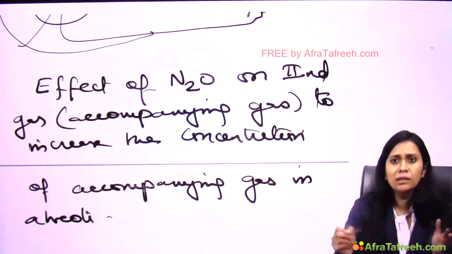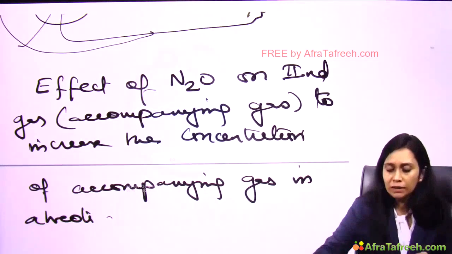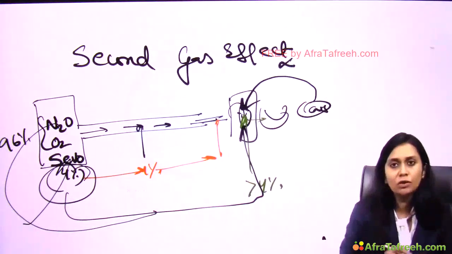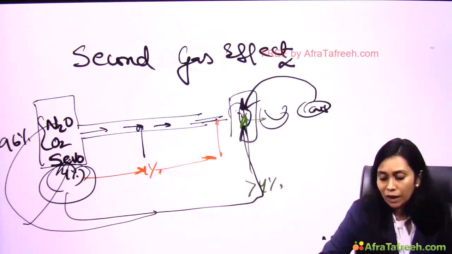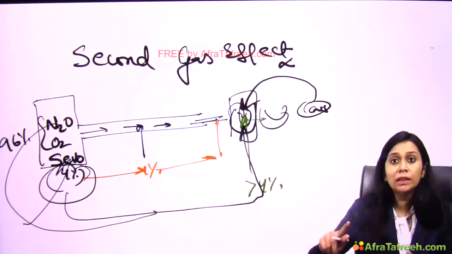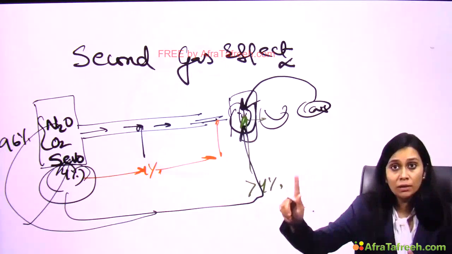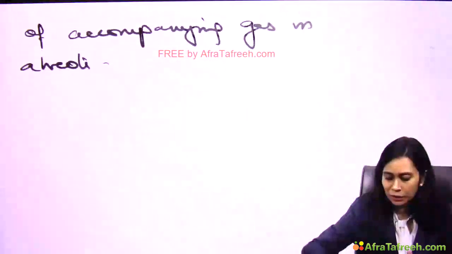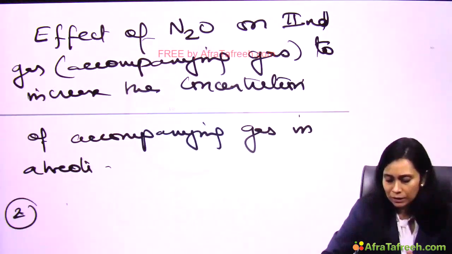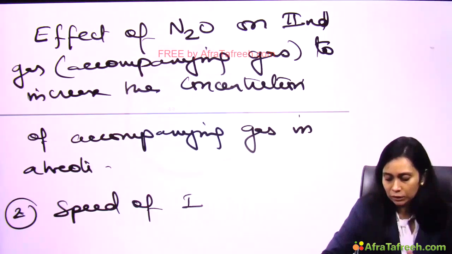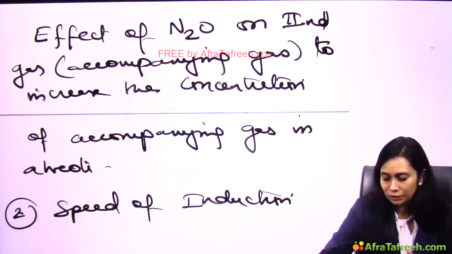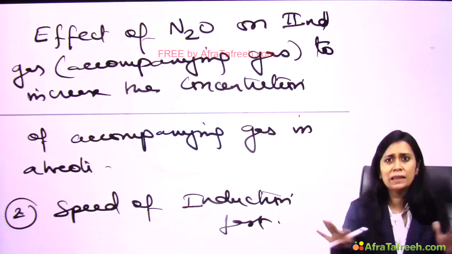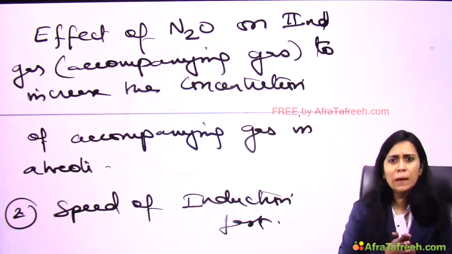Got my point? Is this a good effect or a bad effect? Definitely it's a good effect, because we have discussed that CNS concentration is directly proportional to alveolar concentration. If alveolar concentration increases, we will attain the CNS concentration fast. This makes the speed of induction fast. So it's a good effect of nitrous oxide. So this is all about second gas effect. Important from exam point of view.